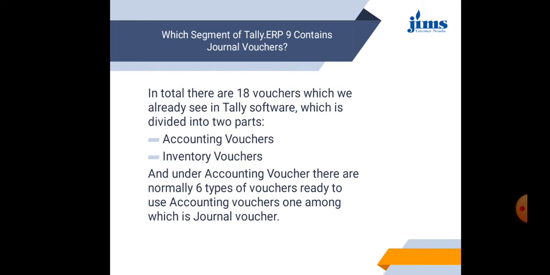Then, among the accounting vouchers, one is the journal voucher. Journal, as we all know, is the book of original entry, or the prime entry, in which transactions are recorded from the source documents. The transactions are recorded in chronological order, that is, as and when they have taken place, in the form of the double entry system.